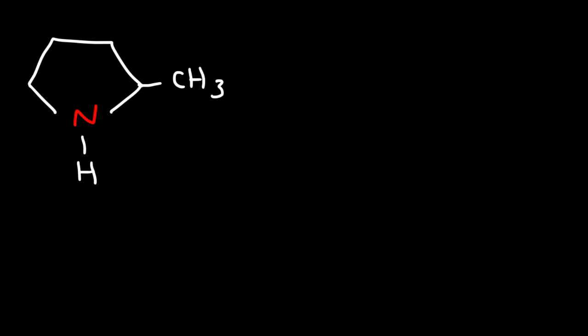Let's try another example. So let's go back to pyrrole. And this time we're going to have a methyl group occupying position 2. And so we're going to react this with bromine. Go ahead and predict the major product of this reaction.